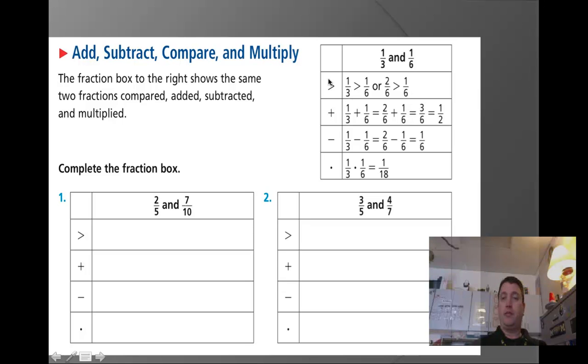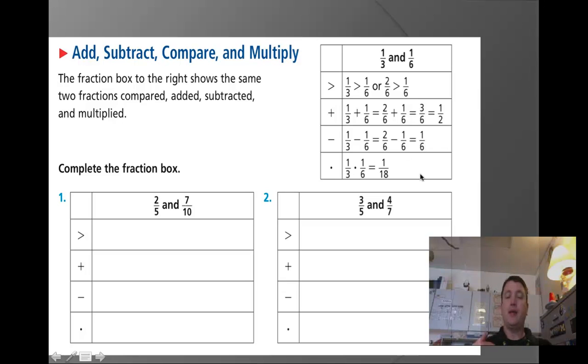First they did this as a comparison problem, which is greater. Looking at the first one here, they left the original fraction. In the second one, they did a converted fraction, so they were looking at the same denominator, or that common denominator that we've been talking about. Then we have some addition problems, subtraction problems, and multiplication problems.